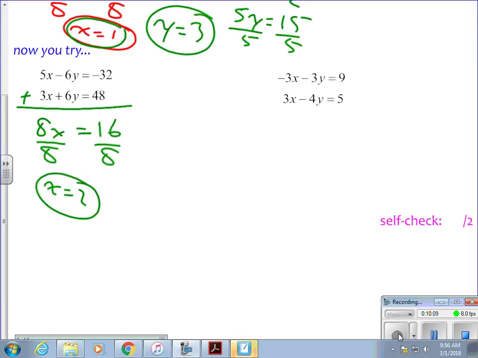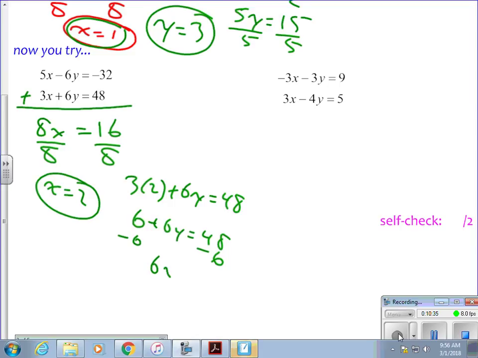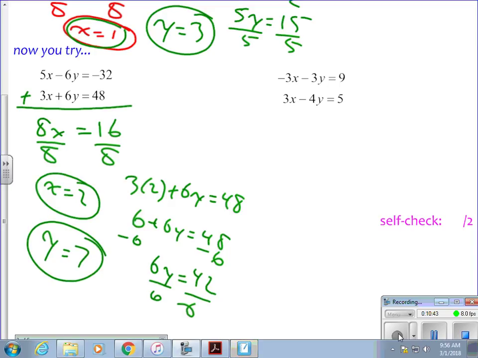X equals 2, I need to solve for y. I can use either of the first two equations. I'm going to use the second one. Doesn't really matter. If you do it right, you get the right answer. With the second one, they're all positive. 3 times 2. Stop playing with the desk. Equals 48. 6 plus 6y equals 48. Subtract 6. 6y equals 42. Divide by 6. And y equals 7. X equals 2, y equals 7.